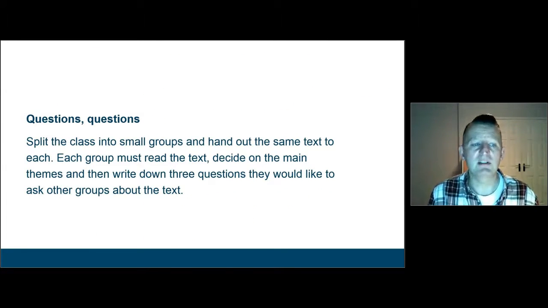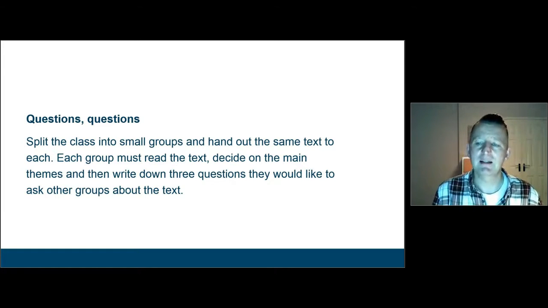Other things you might do at this stage to secure comprehension: split the class into small groups and hand out the same text to each, and then each group reads the text, decides on the main themes and writes down their own 3 questions, and then they ask those questions to other children. So children demonstrate their comprehension to you as the teacher by being able to respond to each other's questions.